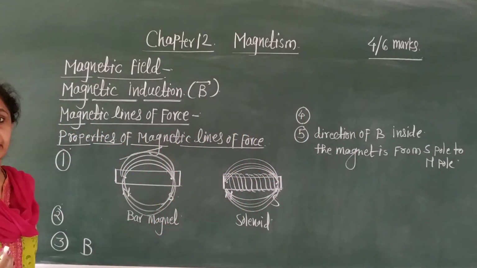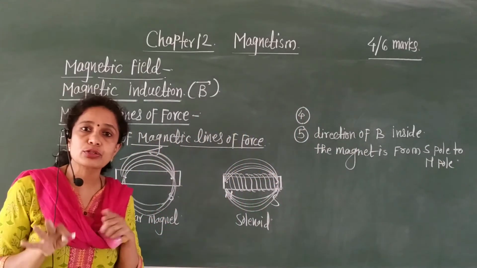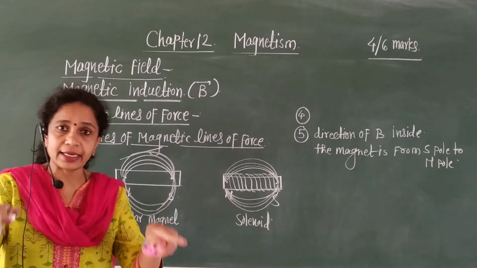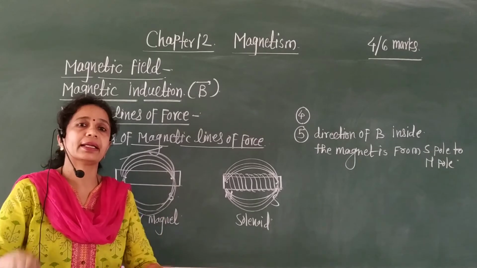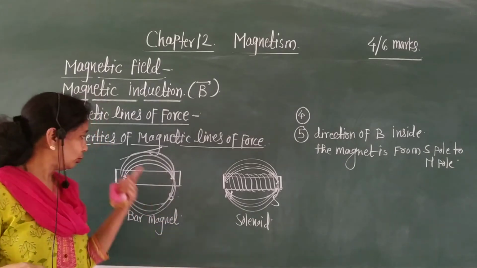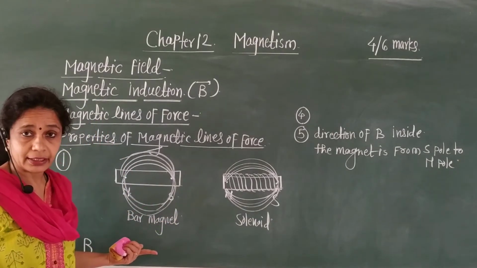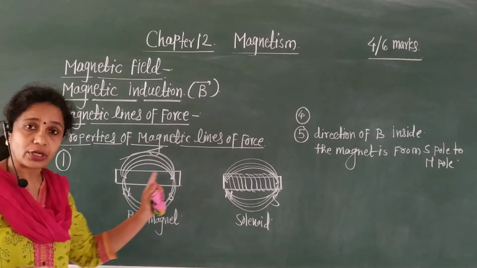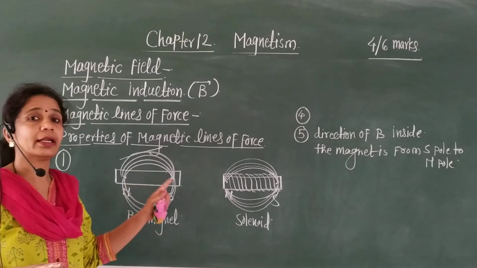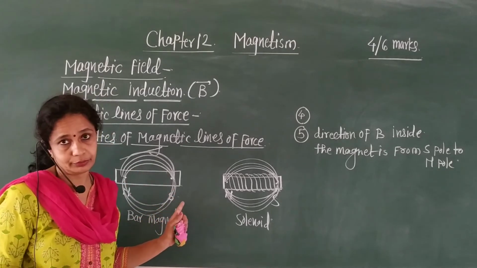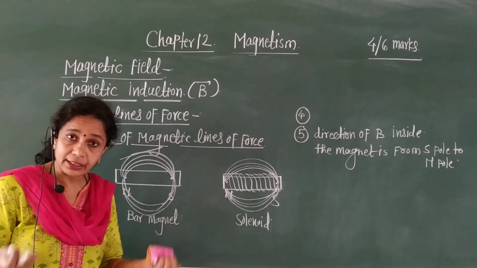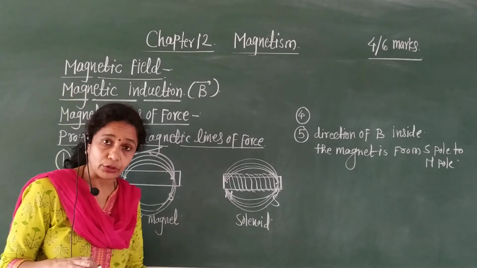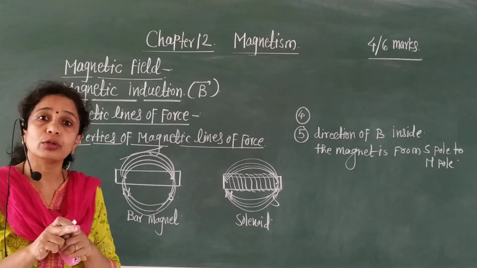Okay, let us see this again. What are magnetic lines of force? Magnetic lines of force represent the magnetic force that exists in the magnetic field. Which has the properties of magnetic lines of force. First one is magnetic lines of force start from the north pole and end on the south pole. The magnetic lines of force of a bar magnet and solenoid form a closed loop.